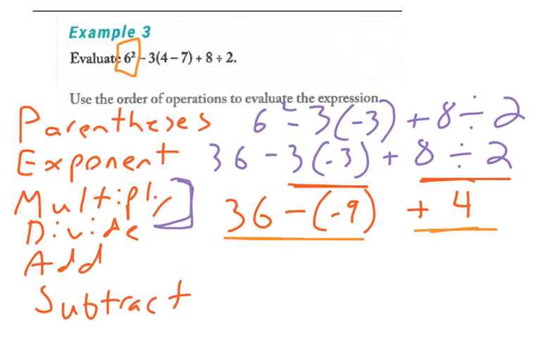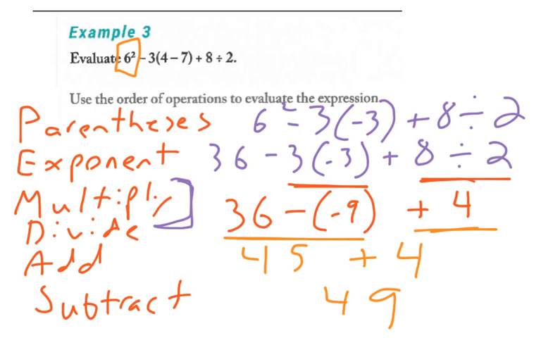So I'm going to subtract 36 and negative 9. So 36 minus negative 9 is the same thing as adding 9. So 36 plus 9 is 45. And then I'm going to bring this plus 4 on down. So what does 45 plus 4 give me? 49. So my answer is 49.